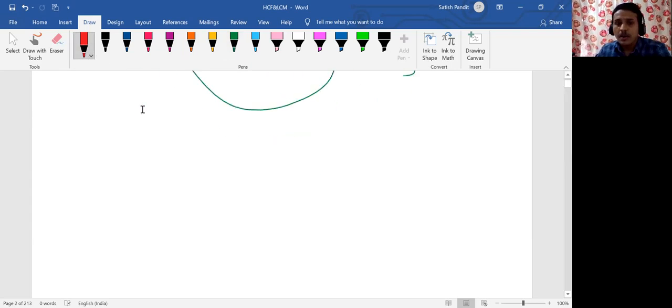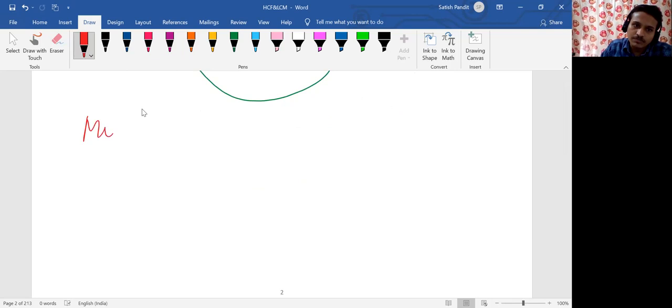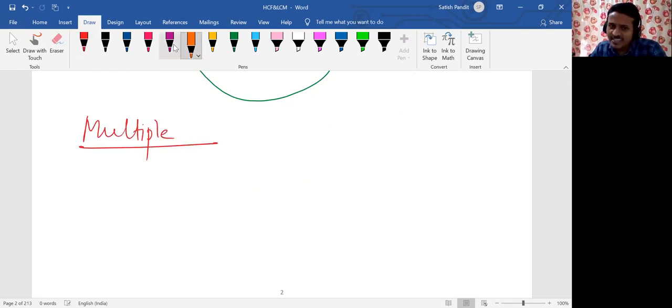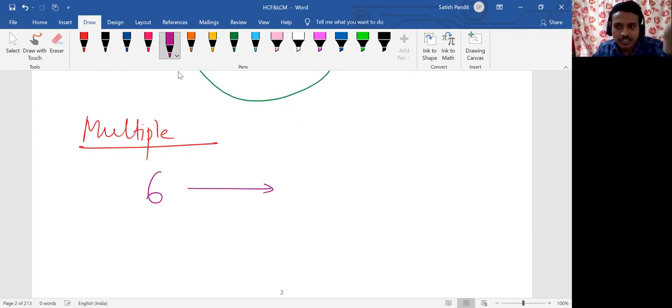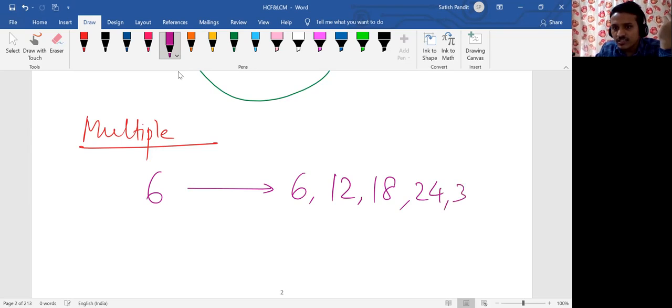Next, we are going to see multiples. What do you mean by multiple? For example, if I take the same number, 6, what are the multiples of 6? Multiple means if you multiply the number with any other number, you'll get the multiple. For example, 6 into 1 is 6, 6 into 2 is 12, 6 into 3 is 18, 6 into 4 is 24, 6 into 5 is 30, and 6 into 6 is 36, and so on.